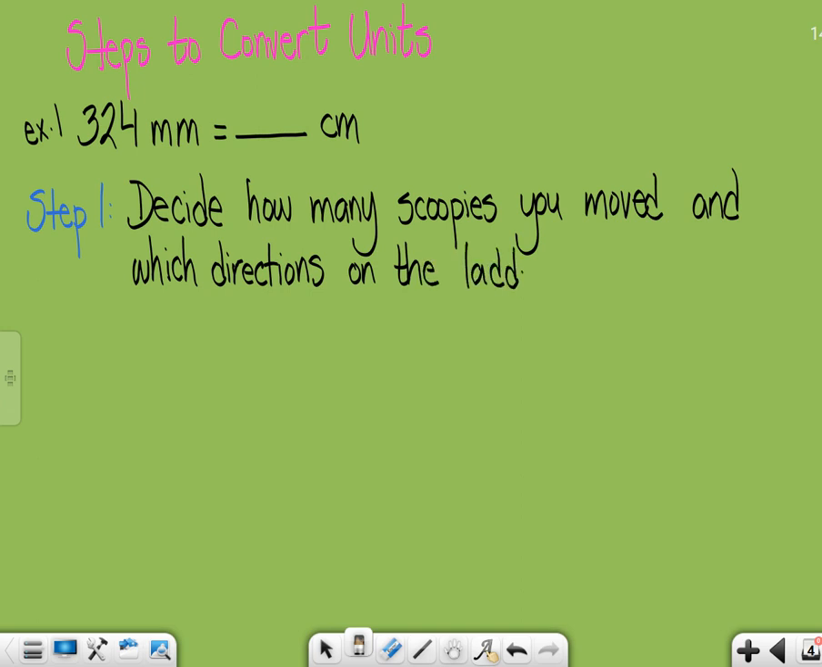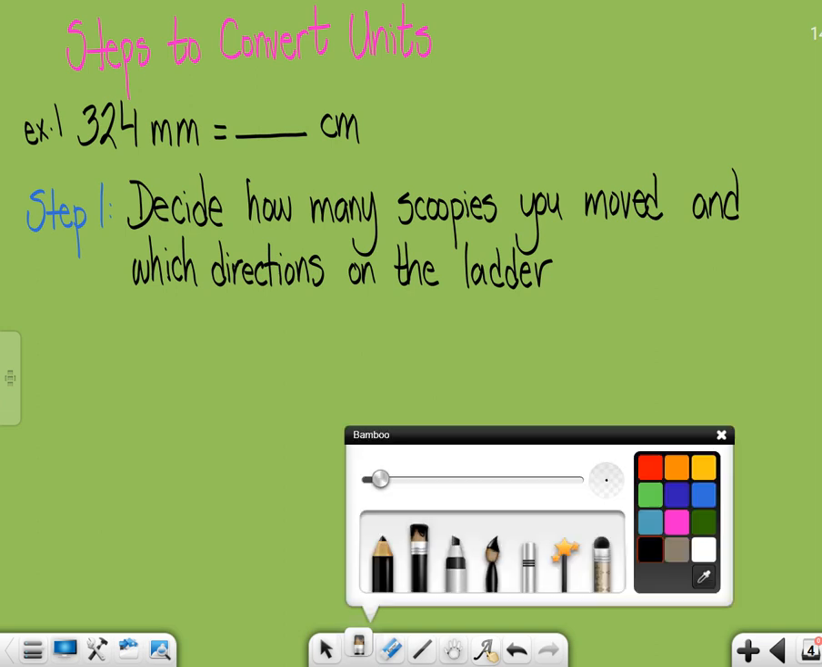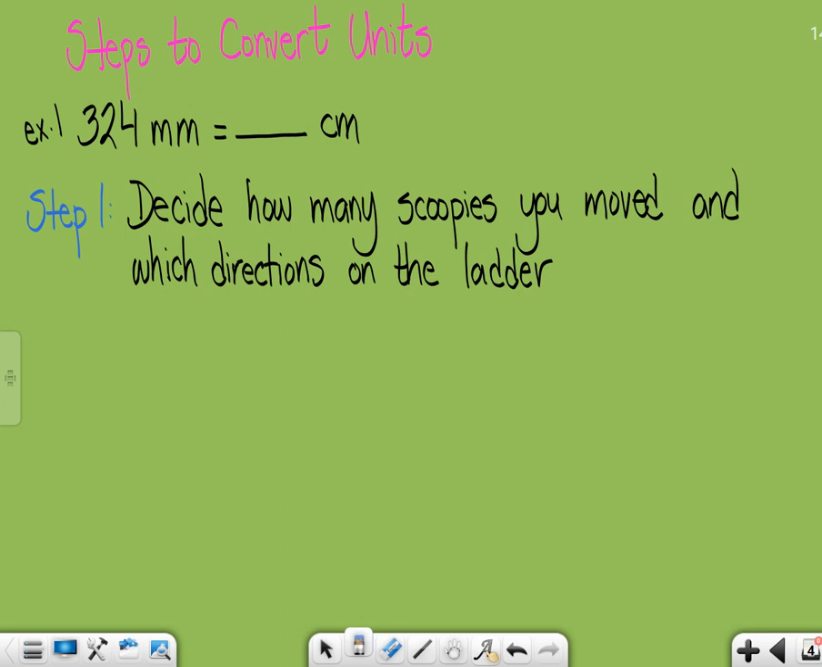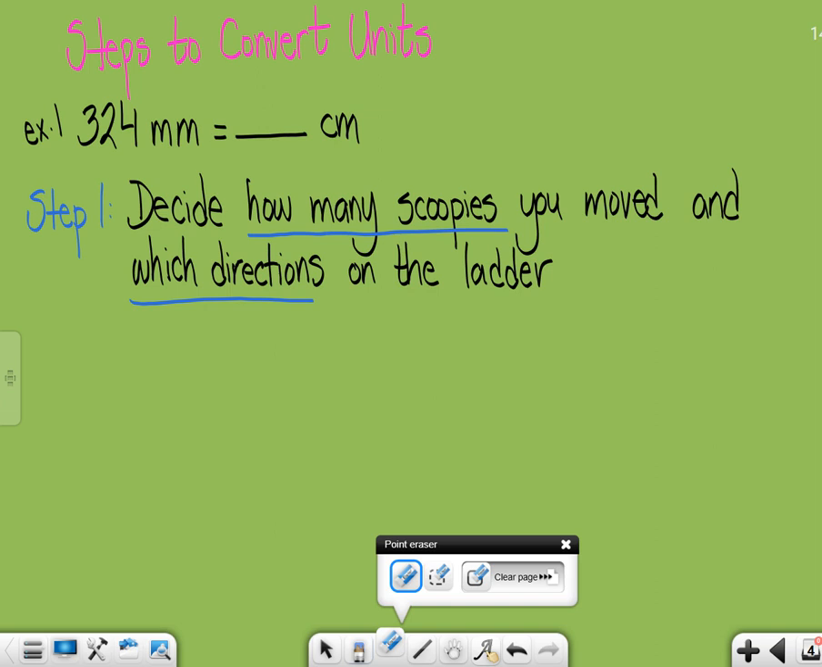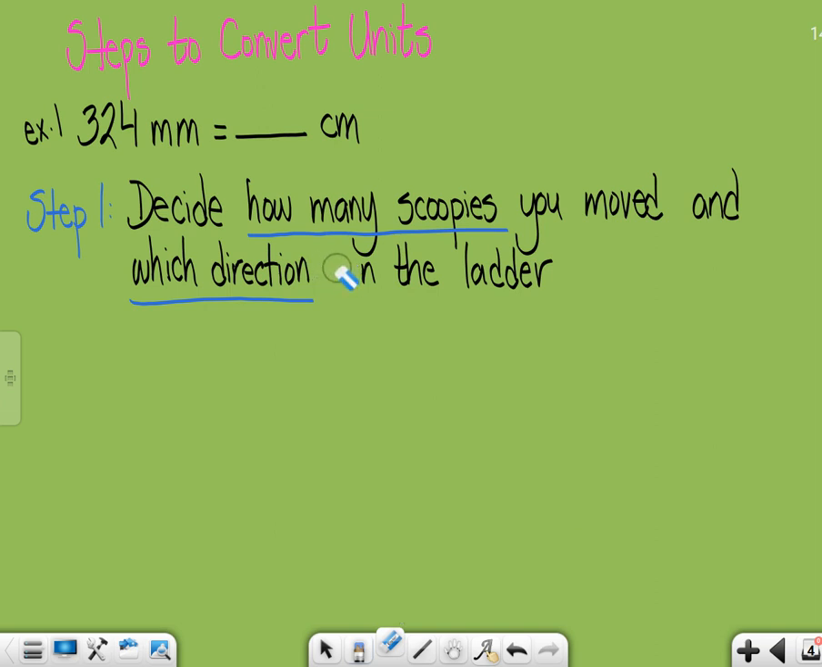Okay, and take out your highlighter. Let's highlight. So you need to decide 2 different things, okay? How many Scoobies have I moved? Okay, and then which direction? Okay, 2 things you're deciding on step 1. Decide how many Scoobies you moved and which direction on the ladder. Okay, so which direction and how many Scoobies.